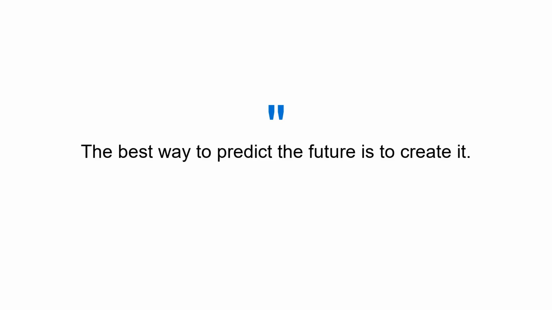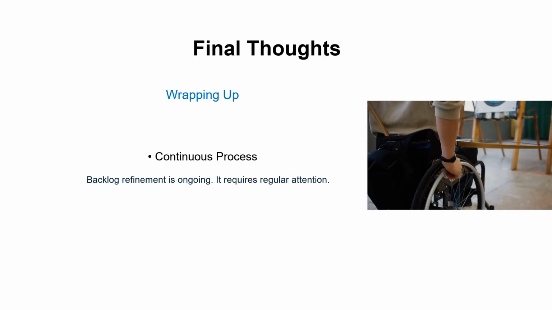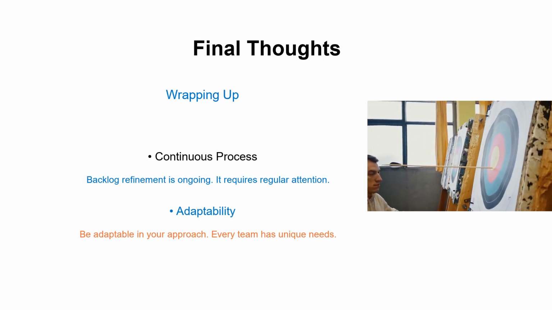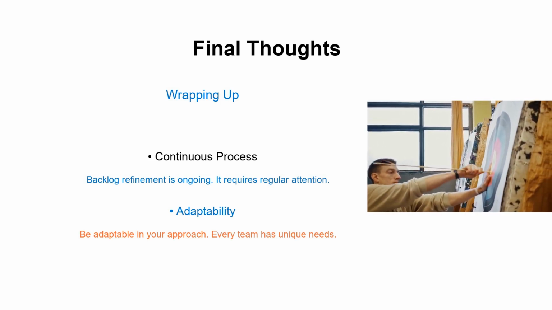This quote emphasizes the proactive nature of Agile. By refining our backlog, we are actively shaping our project's future. In conclusion, backlog refinement is a continuous process that requires regular attention. Be adaptable in your approach, as every team has unique needs.